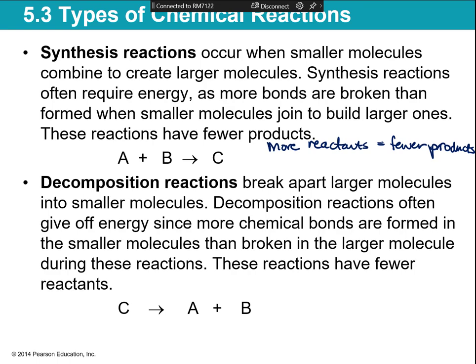They'll never be the same number on each side. So I might have two reactants, three reactants, four reactants, 20 reactants, but I'm going to have fewer products. So it might be that I have three and two. I could have five and three. It's just always more reactants, fewer products. And the idea is you're building things.